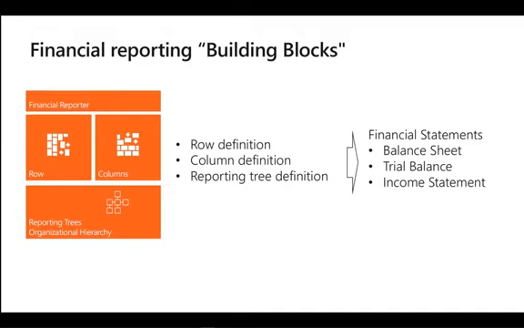We can use multiple reporting tree definitions together with the same row and column definition to view our organization data in various ways. All these reports use the row and column definitions that are specified in the report definition, unless the report definition specifies that the reporting tree from the row definition should be used. Row and column definitions are important components in the design and functionality of financial reports.